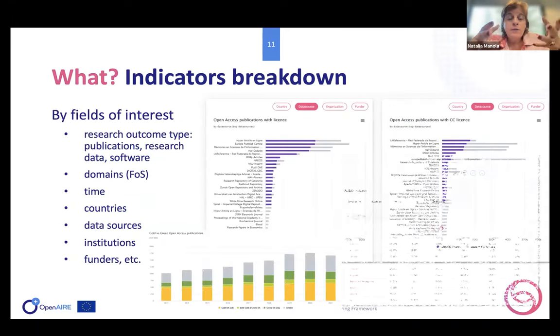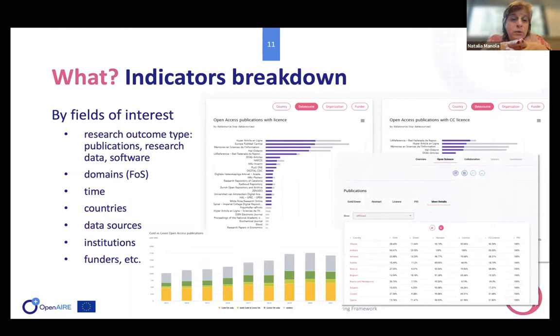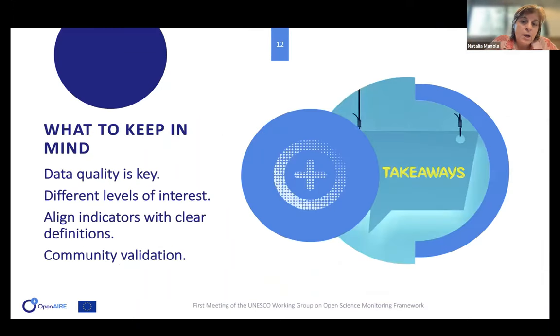Then when we have the indicators, we need to break them down. Why do we need to break down? By fields of interest, for example, like time series, countries, data sources, institutions, funders, and so forth. Because this will give us a more in-depth analysis of where we can have interventions. The message that we have to the world is not to have an open science monitor just to monitor and track and to penalize, but so that we can identify the shortcomings or the advantages and learn from each other.